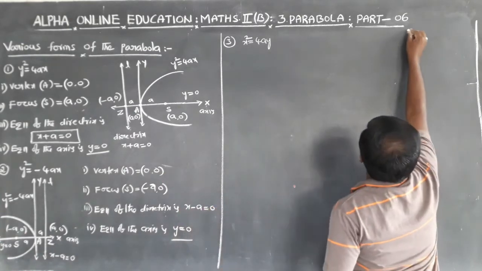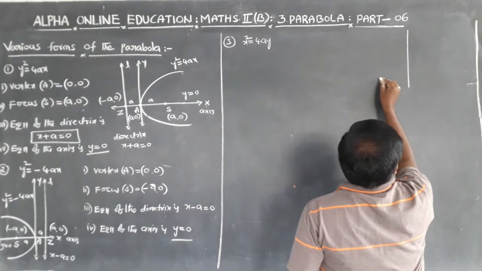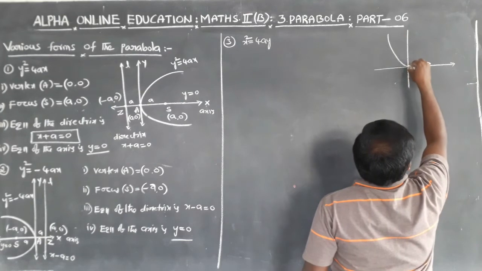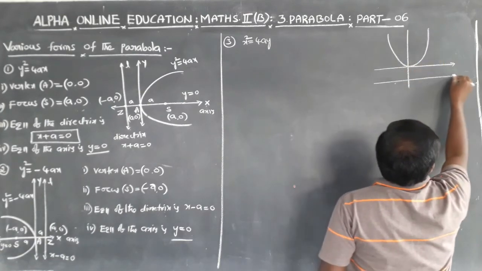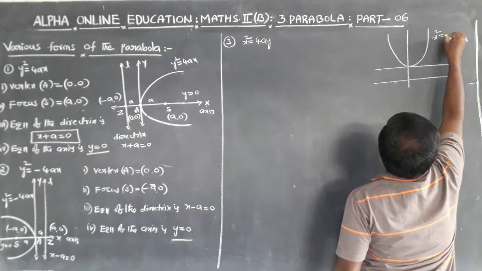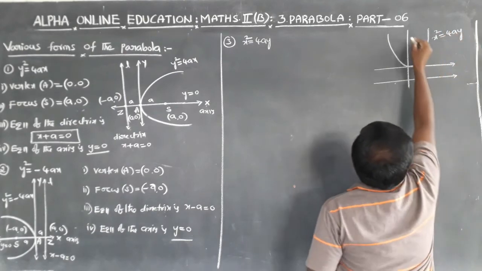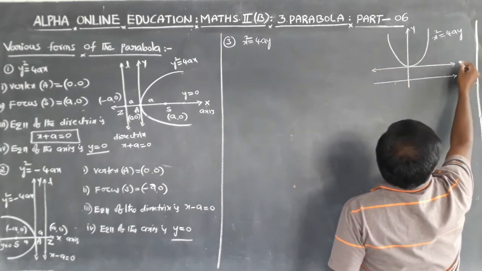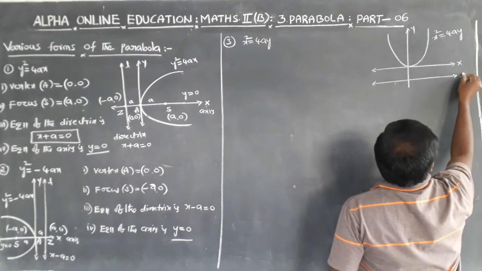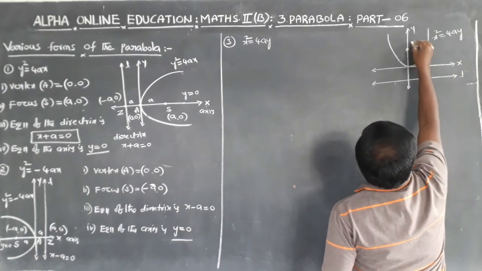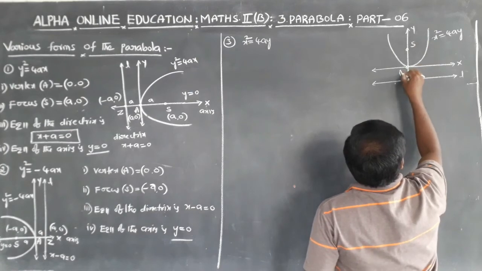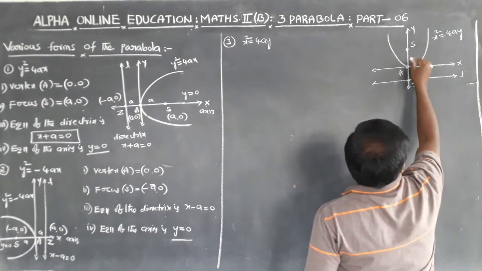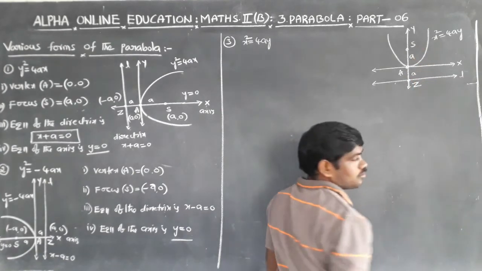X square is equal to 4ay parabola diagram. This is the parabola x square is equal to 4ay. This is the y-axis. This is the x-axis. This is the directrix. This is the focus S. This is the vertex A. This is the point Z. SA is equal to AZ is equal to small a.